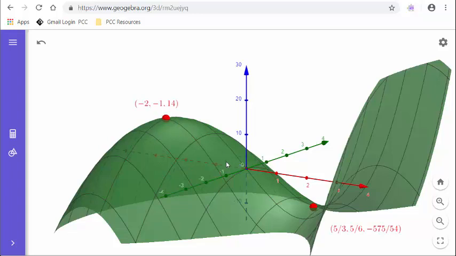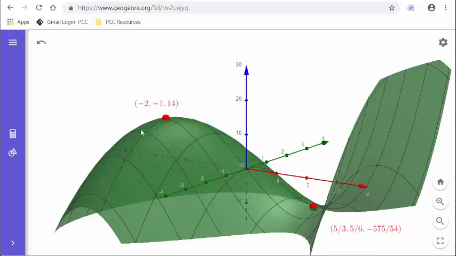So we see a hill on one side and then this little valley-like area on the right side, and then at the middle of this valley, at the bottom of this valley, then you could actually slope down in the y direction and get more downhill. So it's actually the top of a hill if we were moving in the y direction, but the bottom of the hill if we're moving in the x direction. So there we have a saddle point whose z value is negative 575 over 54, and it occurs when x is 5/3 and y is 5/6.